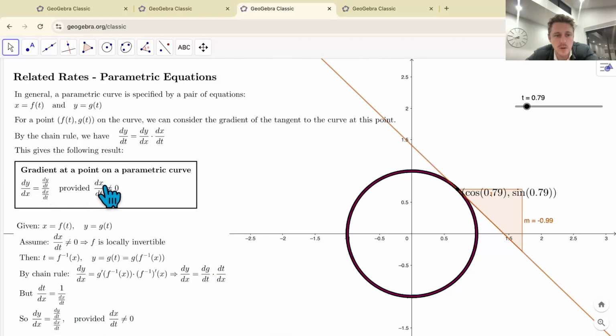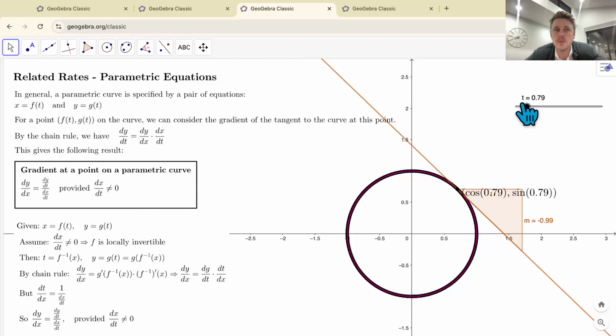But if you're satisfied with this explanation, that the gradient at a point on a parametric curve is just the change in the y values with respect to that other parameter t, divided by the change in the x values with respect to that parameter t, then you can find the gradient at a point on a parametric curve.